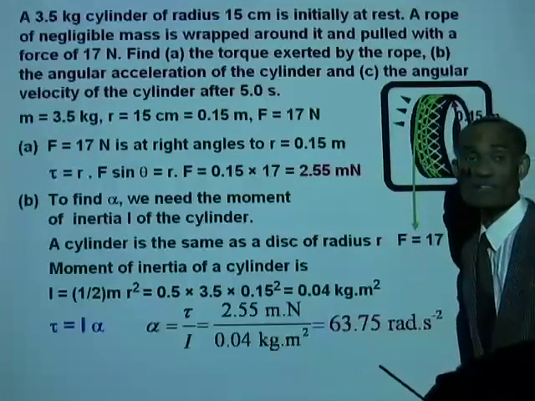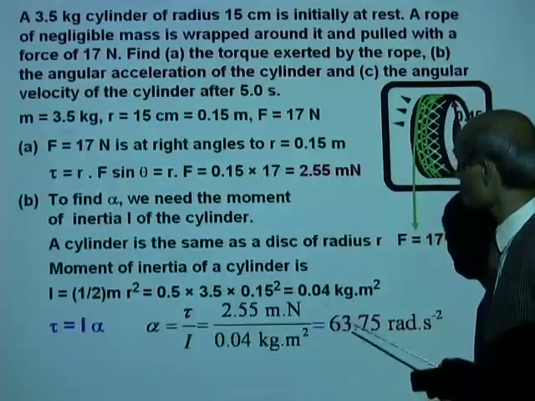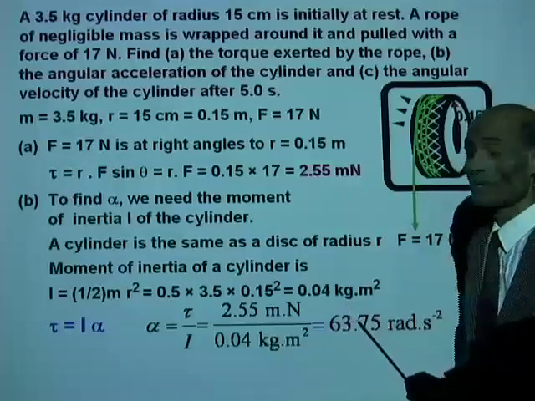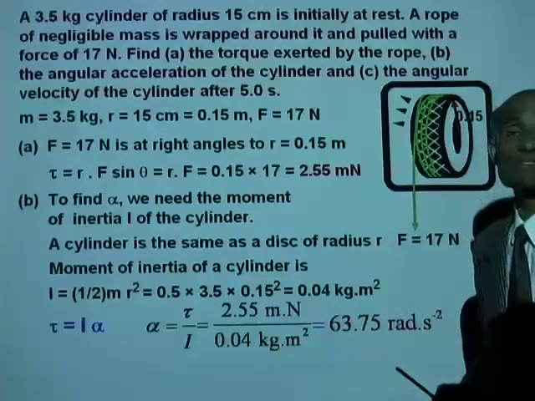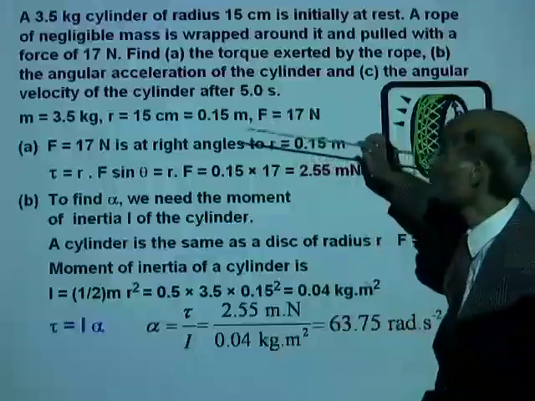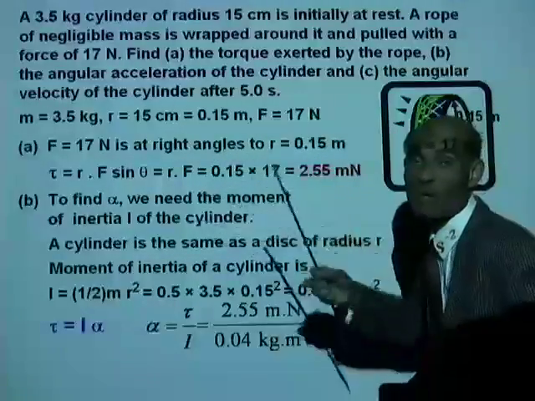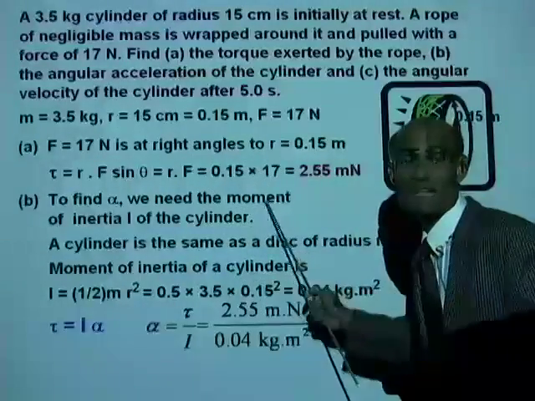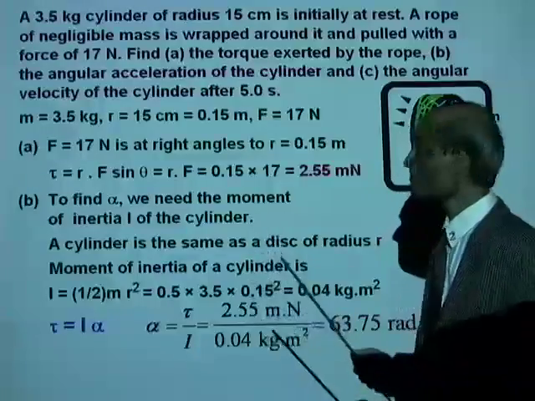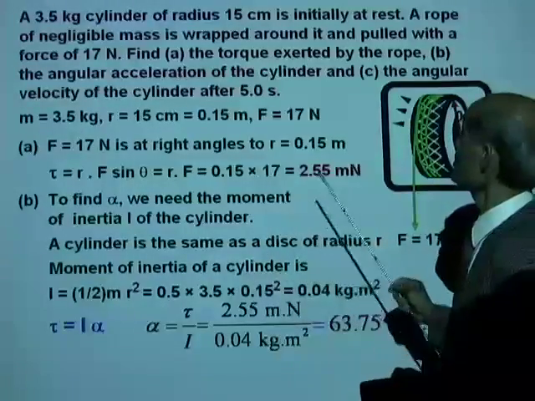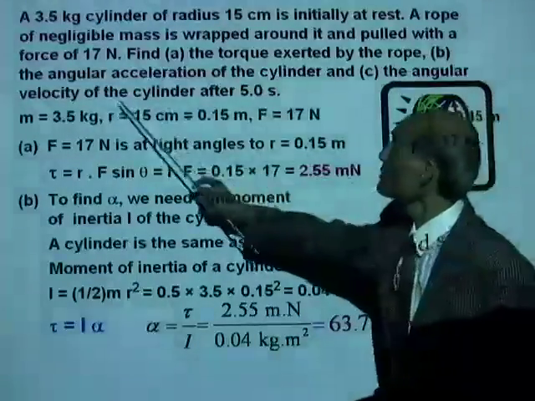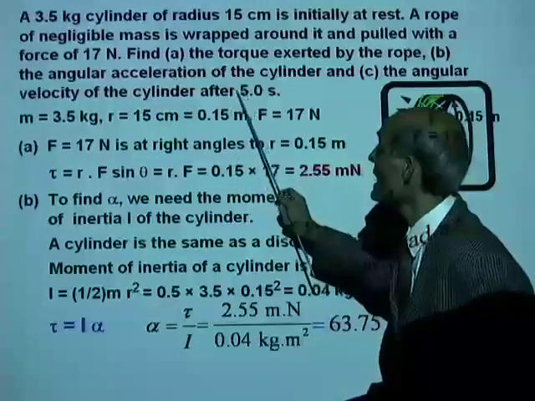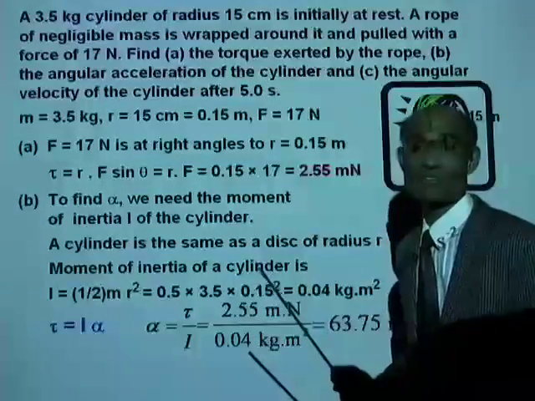Therefore, the angular acceleration is 63.75 radian per second squared. You can see how simple these become once you approach them systematically like this. What is the next question we need to answer? Find the angular velocity of the cylinder after 5 seconds.